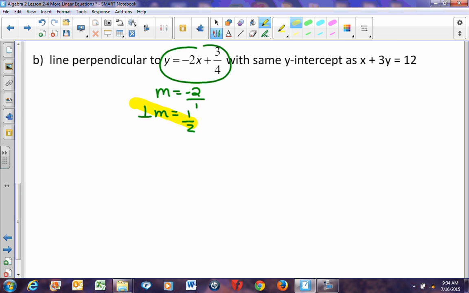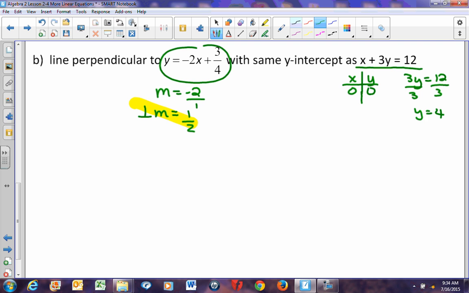Now we need to determine the y-intercept. Okay, so let's take this equation here and let's figure out its y-intercept. Remember, to figure out the y-intercept, you let x equal 0 and solve for y. So I would have 3y equals 12, divided by 3, so y has to equal 4. So my y-intercept is, oops, not 0, 0, 0, 4. So the point I'm going to use then is 0, 4.